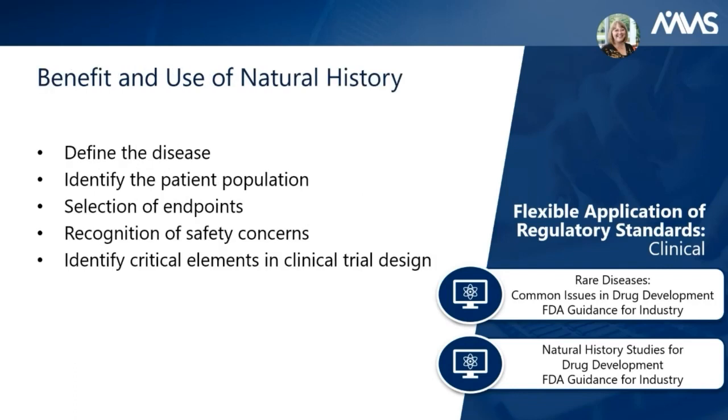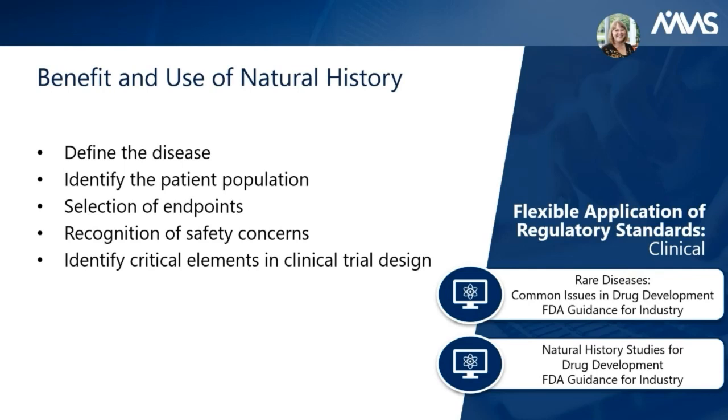So on this next slide, we will talk about the benefits and uses of natural history. We've already discussed where limited knowledge of the disease is a hindrance to orphan drug development. The data from a well-designed natural history study can help address some of those gaps in the understanding of the disease. The areas of specific importance to drug development are listed on this slide. Natural history studies can help define the disease and identify the patient population. They can lead to appropriate selection of endpoints and early recognition of safety concerns. Overall, they can help identify the different critical elements of a clinical trial design.